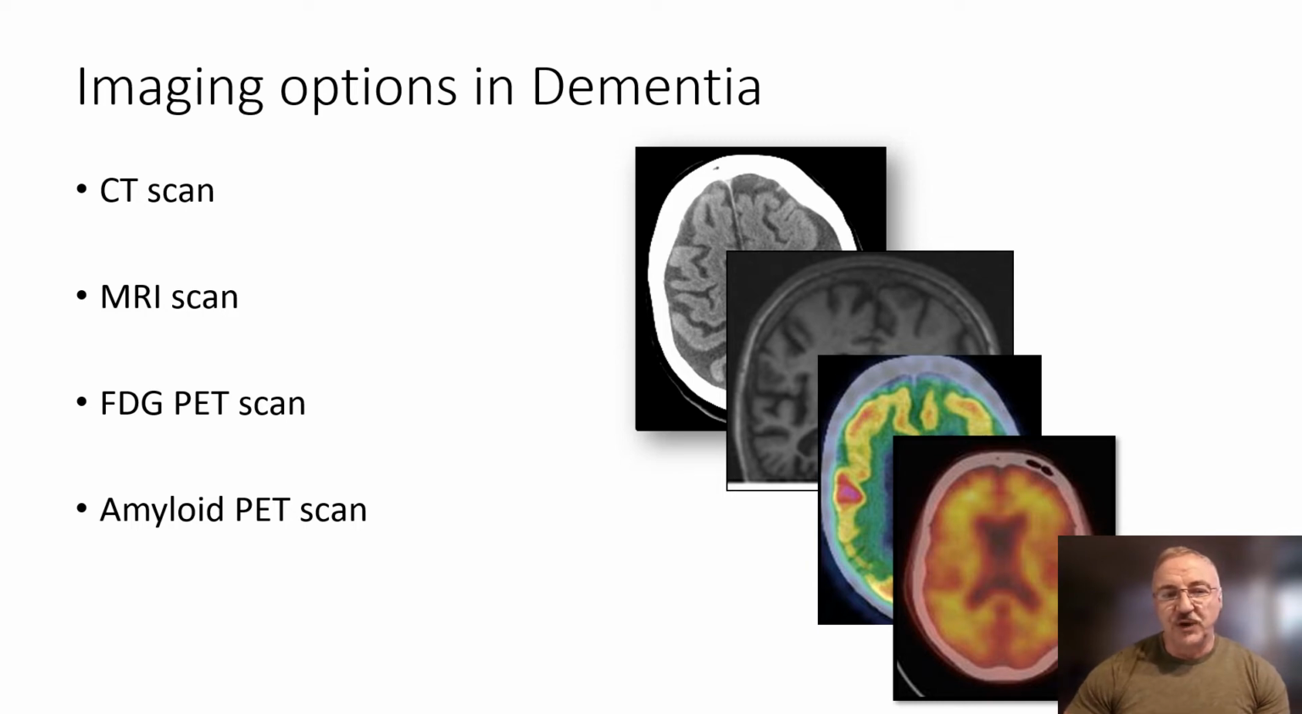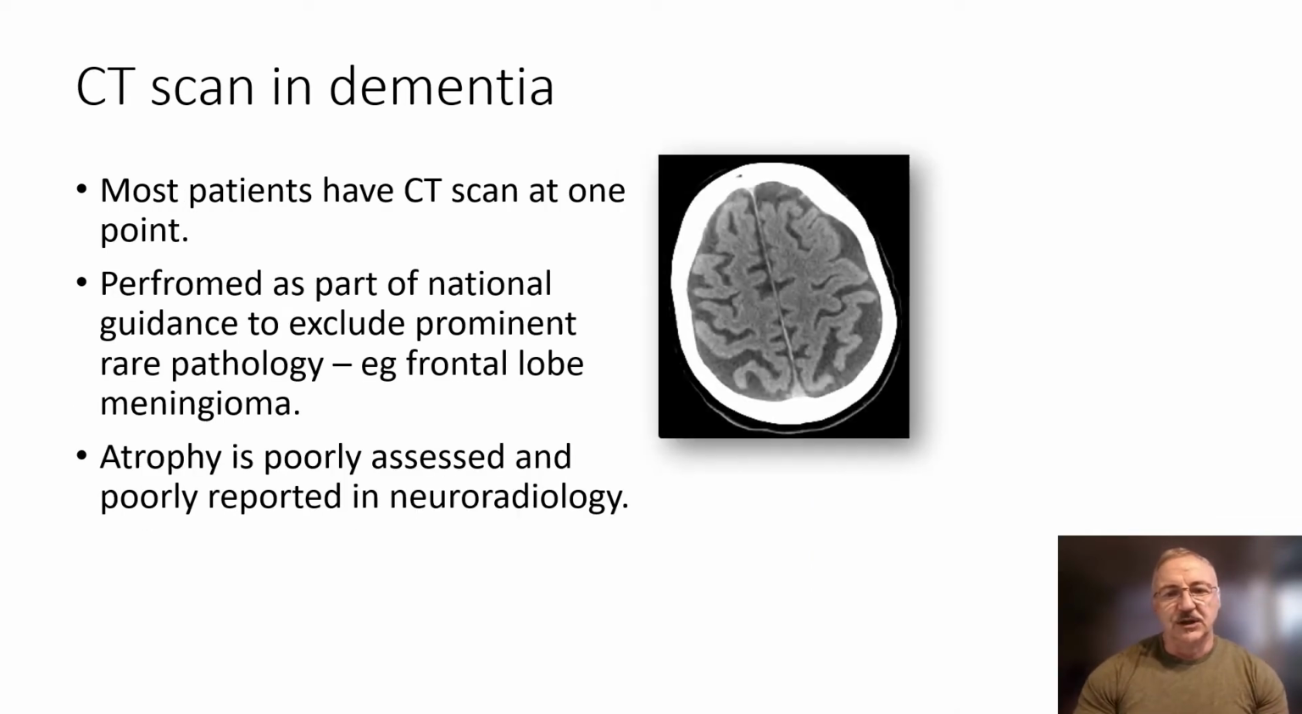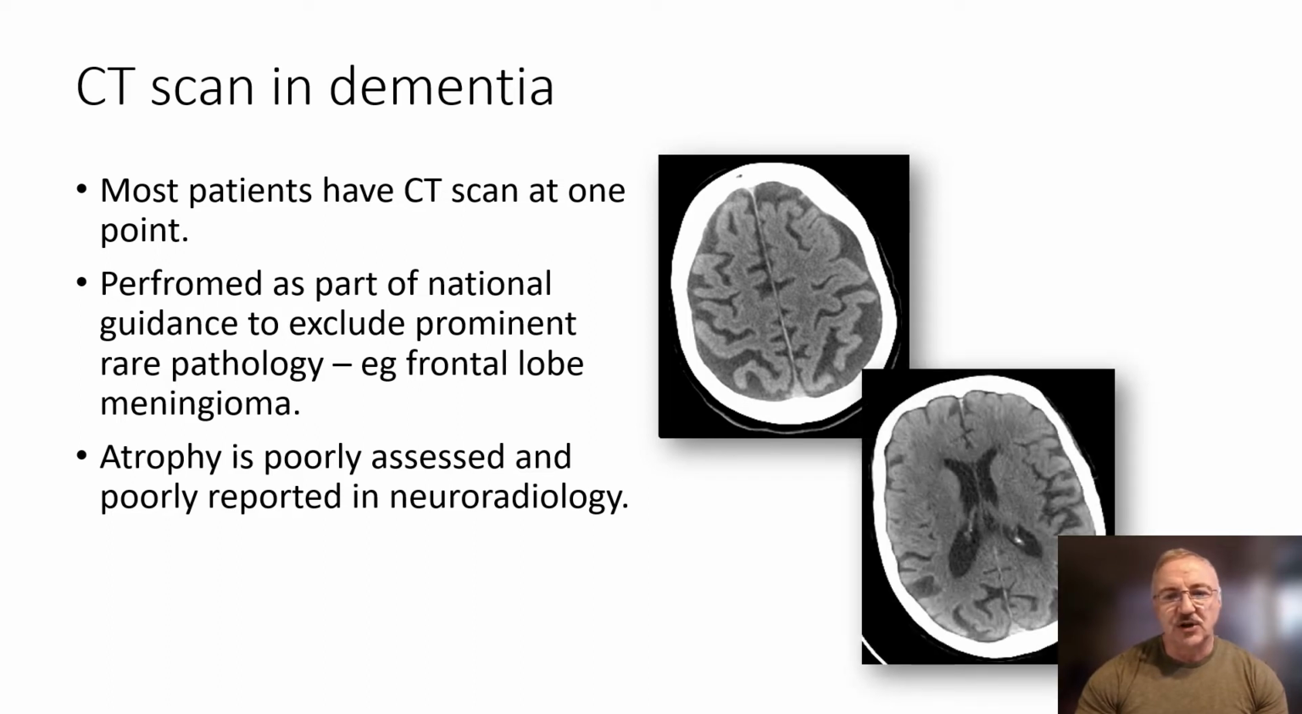So before we look at FDG as the dominant discussion today, I'm going to quickly talk about CT, MRI, and a little mention of amyloid PET at the end. So CT, most patients have a CT sometime along the course of management. Really it's there to exclude rarer pathologies, mass lesions.